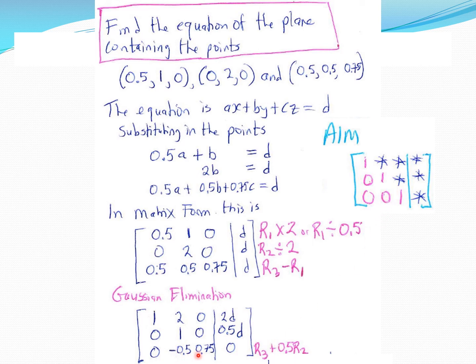So it's row 3 plus a half row 2. So that'll give you the 0 there. That'll still be 0.75, and half of 0.5d will be 0.25d or a quarter d.